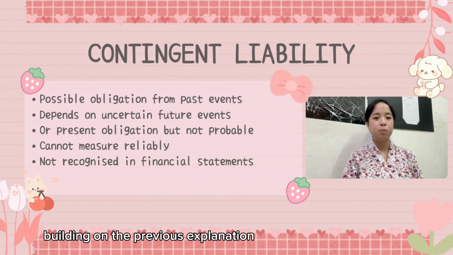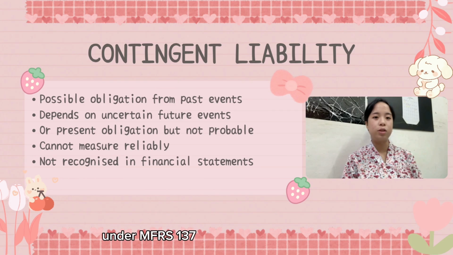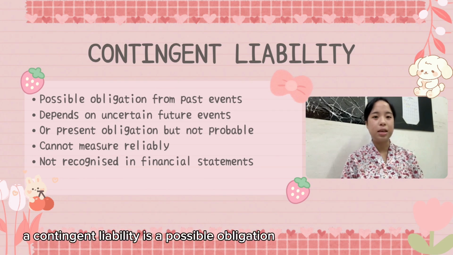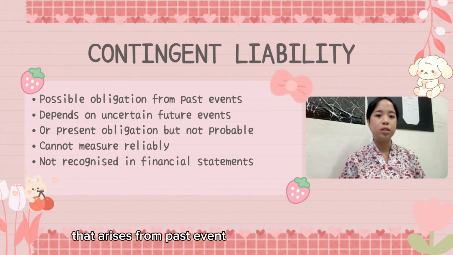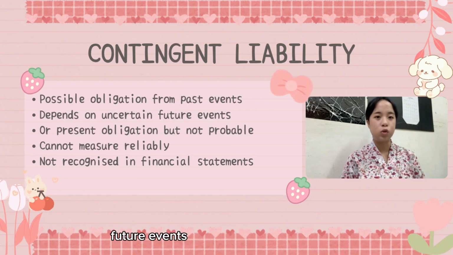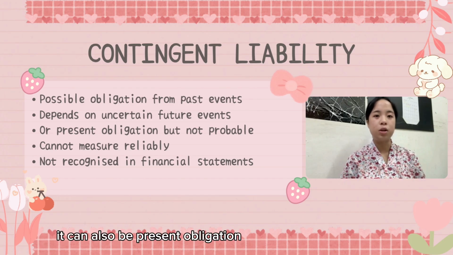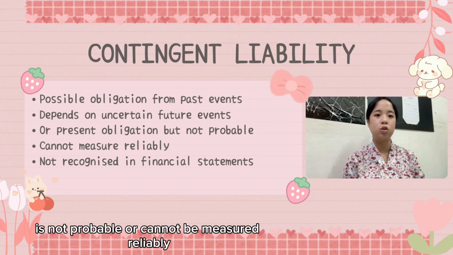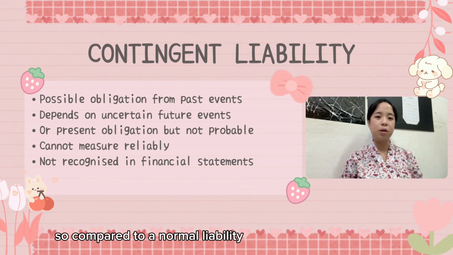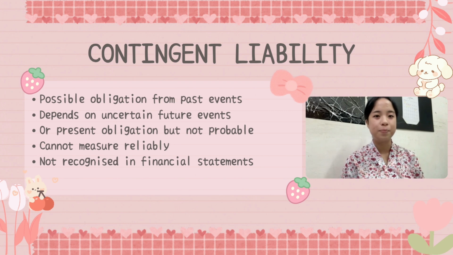Building on the previous explanation, I will now explain contingent liability under MFRS 137. A contingent liability is a possible obligation that arises from a past event, but its existence depends on uncertain future events that are not fully within the company's control. It can also be a present obligation, but it is not recognized because the outflow of resources is not probable or cannot be measured reliably. So, compared to a normal liability, a contingent liability involves a higher level of uncertainty.